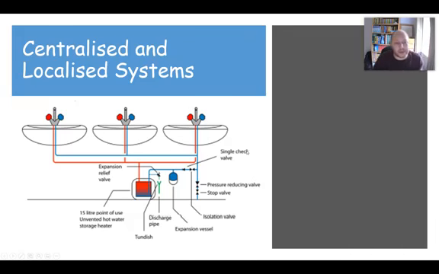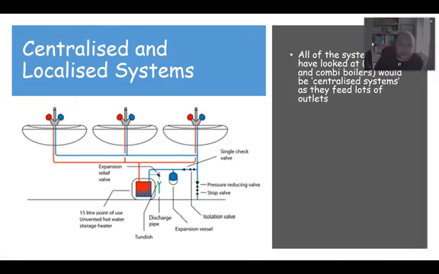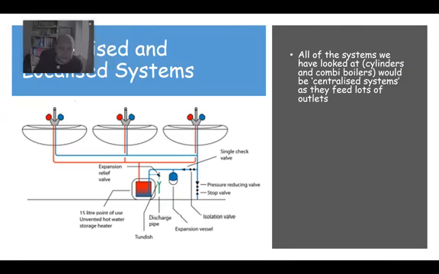Alrighty, centralized and localized systems. We're going to talk about these now. Okay, so all of the systems we've looked at in part 1, and the indirect system we looked at just there at the start of part 2, are centralized systems, and that means essentially that all of the water comes from one centralized point, and it goes out to several outlets. It would go out to, for example, the bathrooms, the kitchens. It goes out to all of the outlets, so all of the water comes from one place.